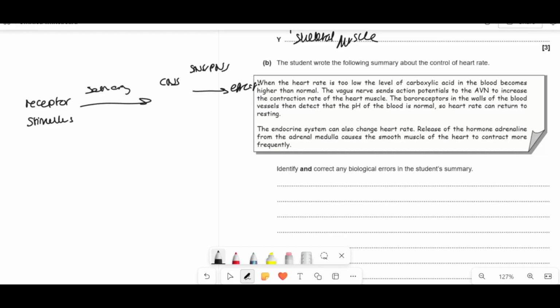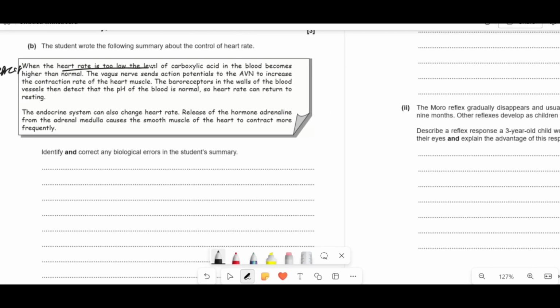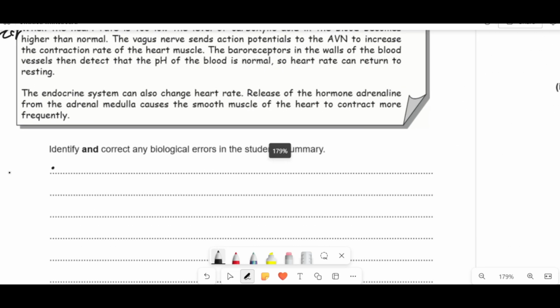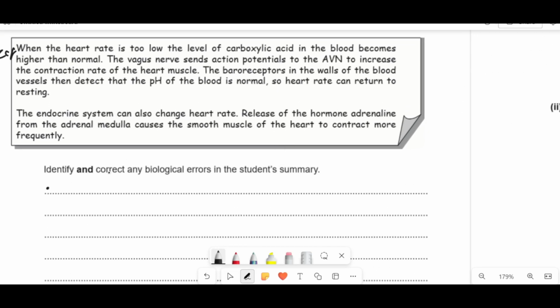Right? So in this case, they've said that when the heart rate is too low, this carboxylic acid becomes higher than normal. I mean, already it's not carboxylic acid. That's just a general class of them. It is carbonic acid instead. Then it says the vagus nerve sends action potentials to increase that. The vagus nerve is parasympathetic. It should be the accelerans nerve, or you could say it's a sympathetic one.